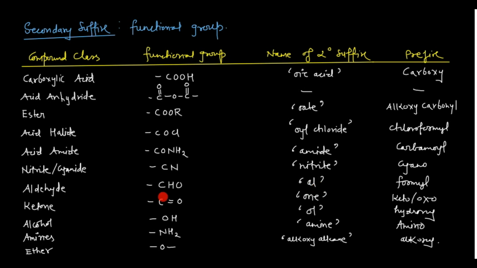Similarly, your compound may have this functionality, which is the ketone. When the ketone is present as a side chain, that means when your compound has the ketone functionality as well as any other functional group which is placed at the top compared to this ketonic group, then this C double bond O would be treated as a side chain. When this C=O is treated as a side chain, its name would be either keto or oxo. But when your compound has only this functionality, then the name of the compound would end with -one.